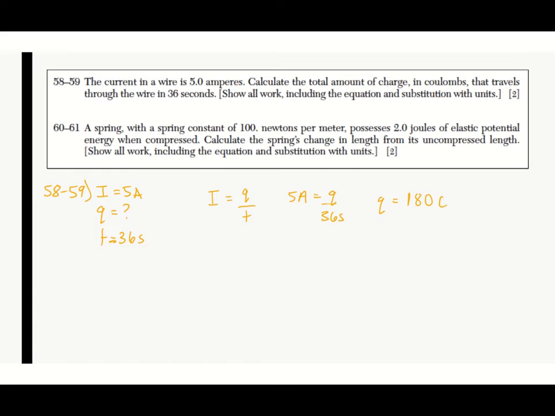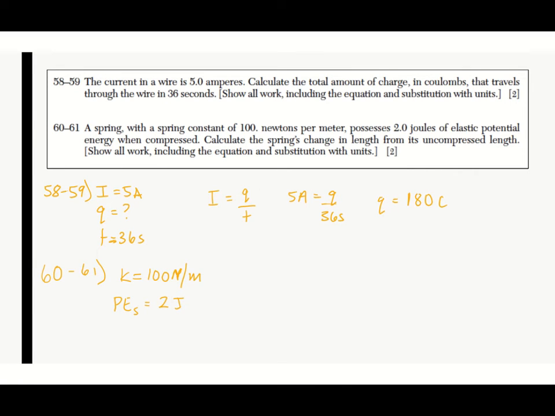Now, number 60 to 61, now we're dealing with springs. Another 2-point question. Gives us a spring constant of 100 newtons per meter. So that K value, spring constant, is 100 N/m. Possesses 2 joules of elastic potential energy. So that's potential energy subscript S for a spring, and that's 2 joules. And it has that much energy when compressed.